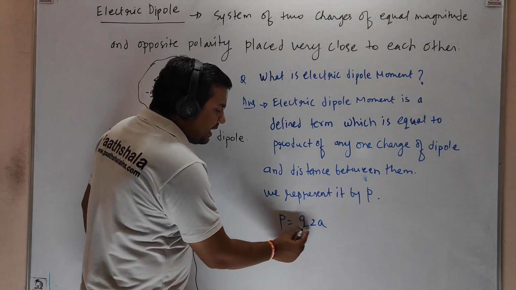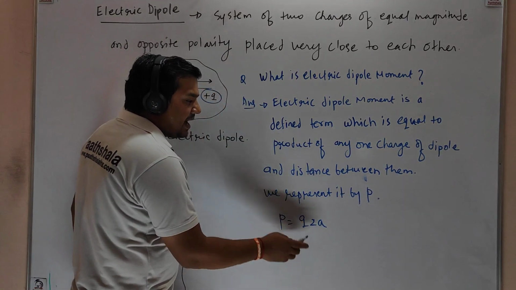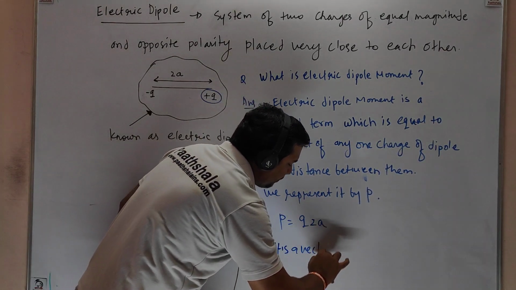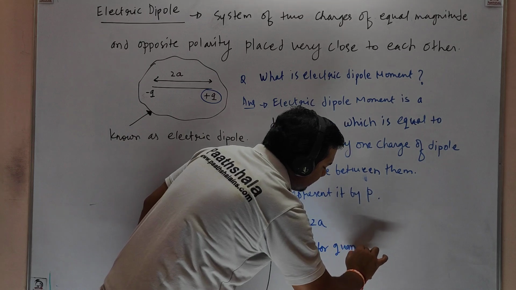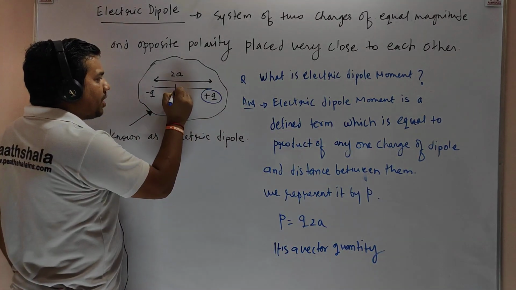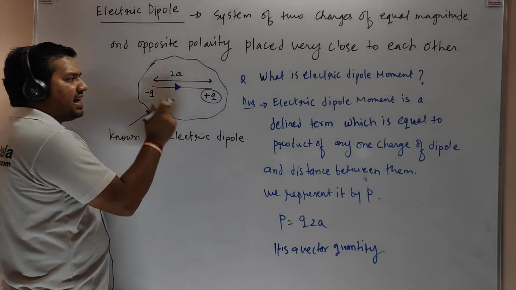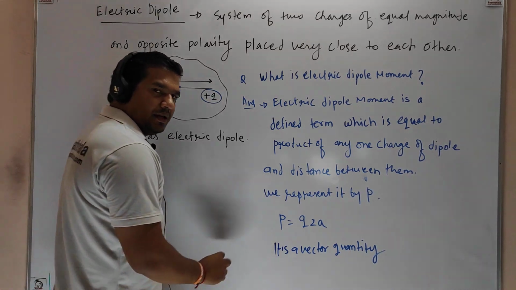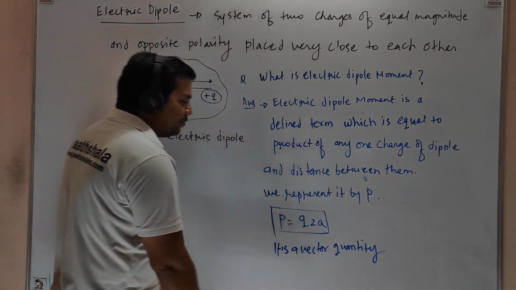It is equal to any one charge into the distance between them, and as I said, it's a vector quantity. So it must have direction, right? So its direction is from negative to positive charge. Always remember the direction of the dipole moment is from negative to positive charge. Okay. So this is how we represent our electric dipole moment.